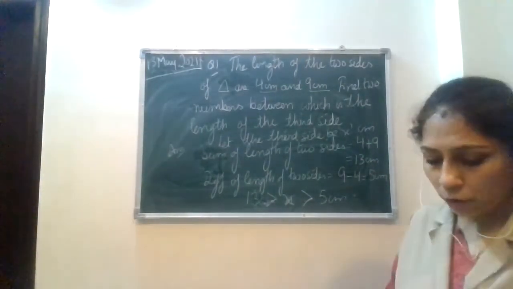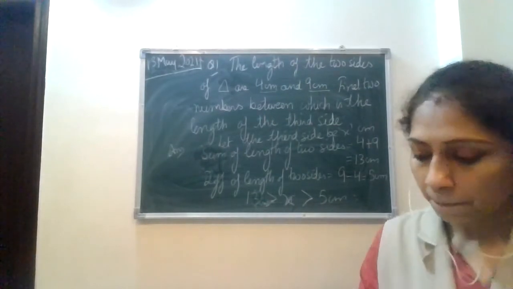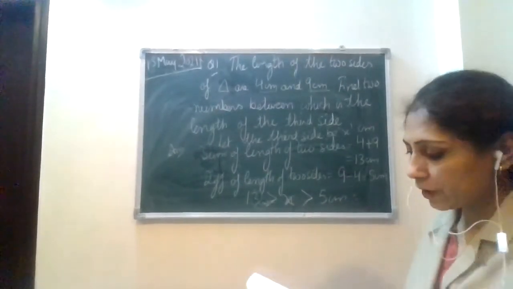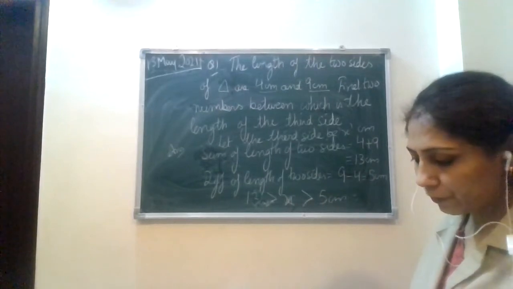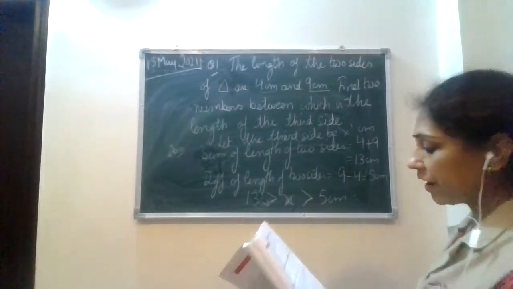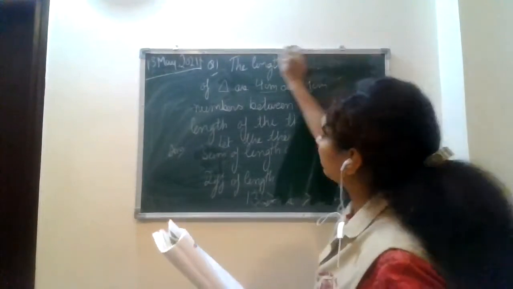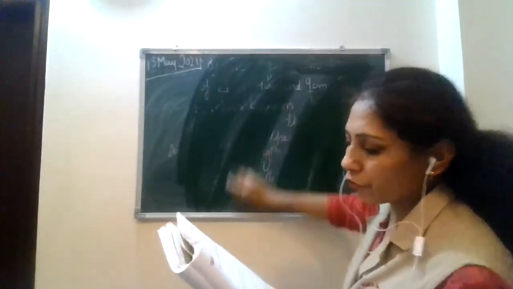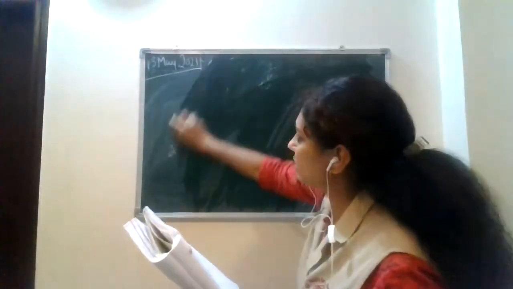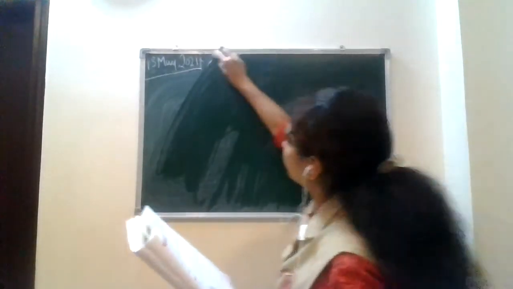Okay. Now, over here, there's another question. Find the possible lengths of three sides of two triangles whose perimeter is 21 centimeter. Fine. I'm going to write the question first in front of you.